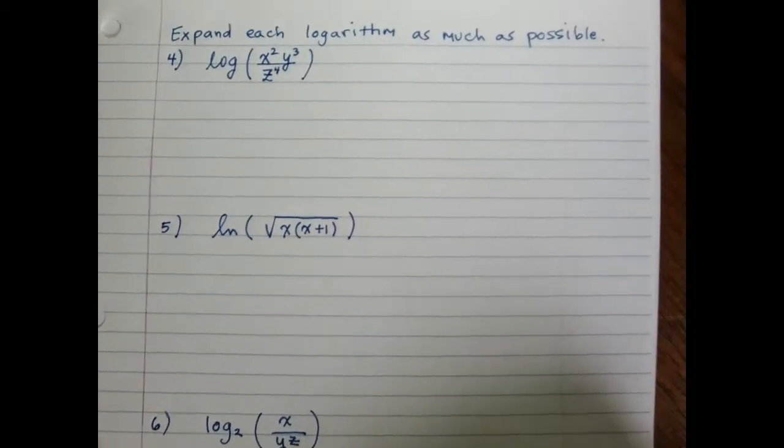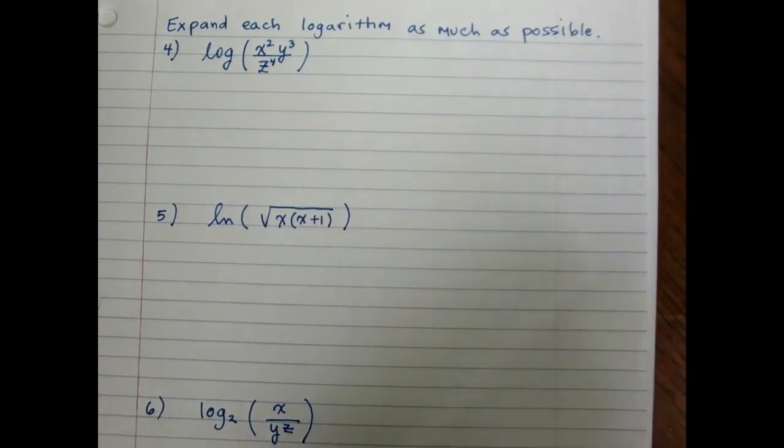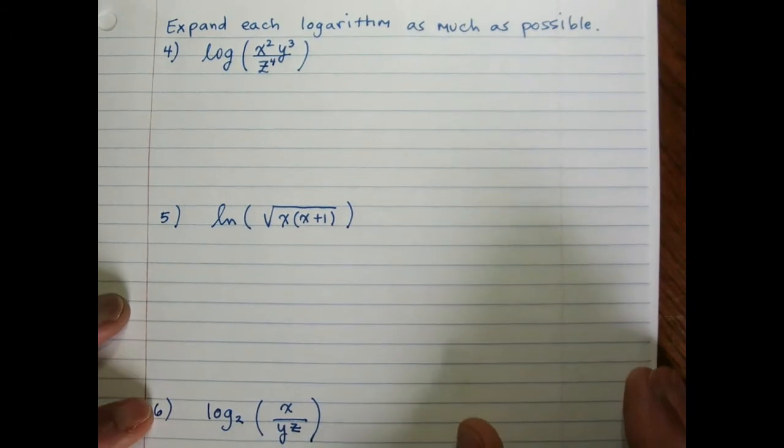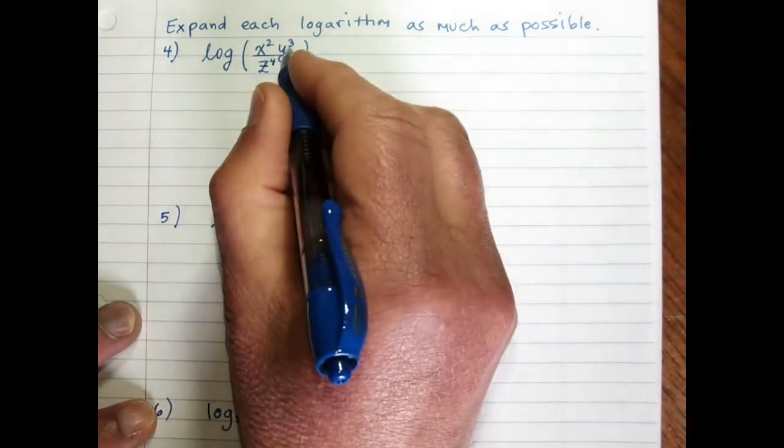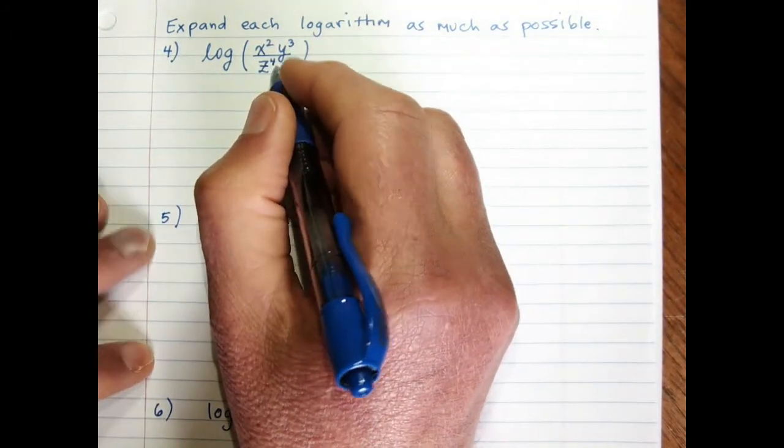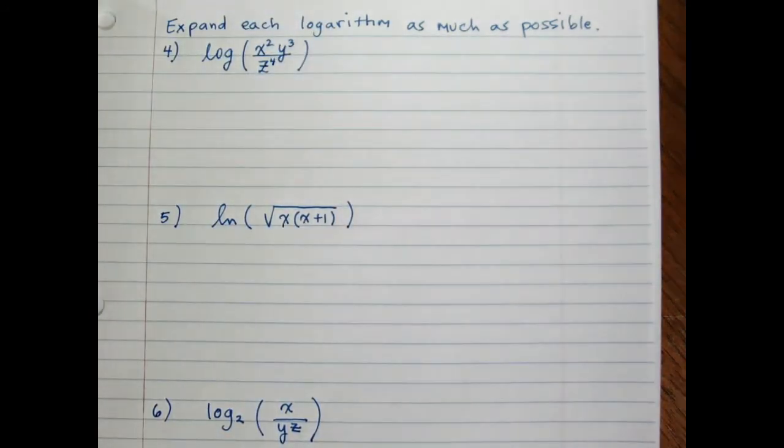Okay, let's go on to some more. So we got a few more of these. And we're going to continue to expand these as much as possible. I have log of x squared y cubed over z to the 4th. So I see log of a fraction.